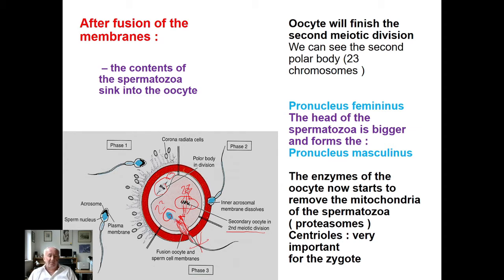In the cytoplasm of the fertilized oocyte will form two small nuclei. One is called the pronucleus femininus. There will be the 23 chromosomes after the second meiotic division. And 23 chromosomes will be formed in a very small round nucleus, which is called the pronucleus masculinus. In this small pronucleus will be the 23 chromosomes which the spermatozoa has brought into the oocyte.